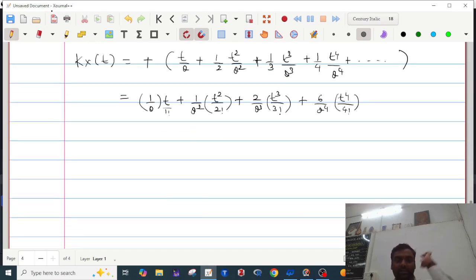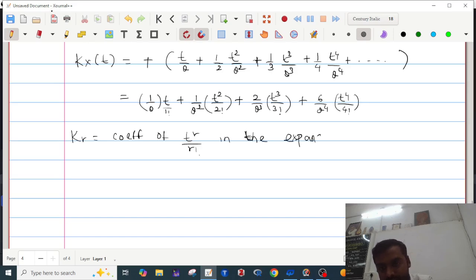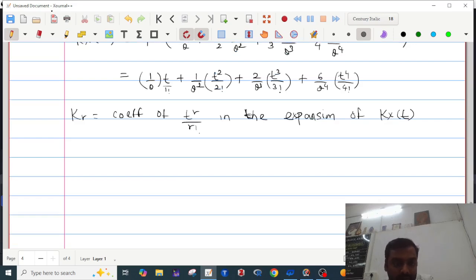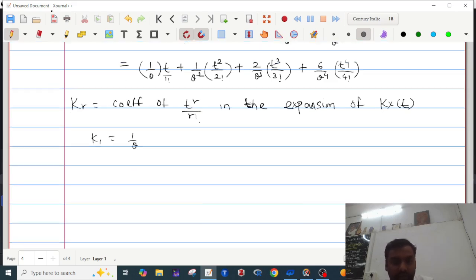So now easily we can compare this with the coefficients of. So the Kr, the cumulants, are nothing but the coefficients of t raised to r upon r factorial in the expansion of Kx of t. So if you compare this, we will get k1, the coefficient of t, is 1 upon theta, k2, coefficient of t square upon 2 factorial, which is nothing but 1 upon theta square.